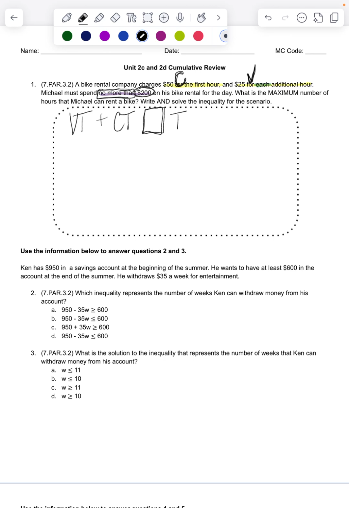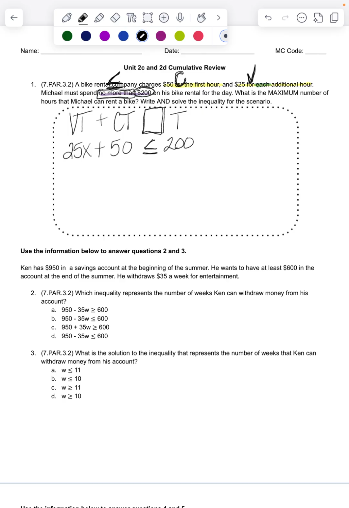No more than. He cannot spend more than $200. So the no more than here is going to be a less than or equal to, because he can spend $200. He can spend $150. But he cannot spend $201. So our sign here is less than or equal to. Our total is 200. Our variable term was 25x. And our constant term is 50.